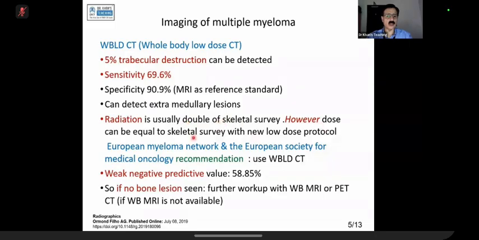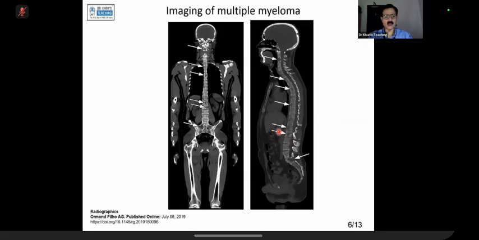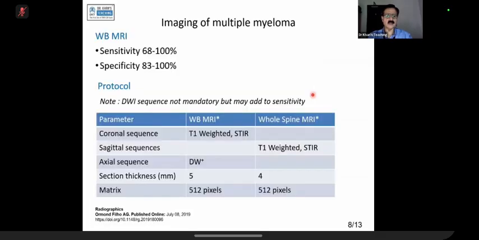But if you use low dose protocols, then it will be lower. The European Myeloma Network and European Society recommendation is whole body CT. This is their recommendation because CT is available everywhere. Whole body MR is not, and you can see these lytic lesions in a CT.